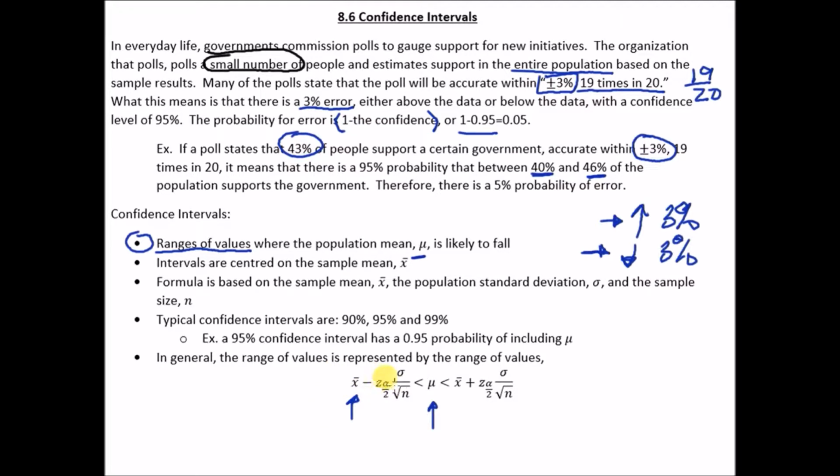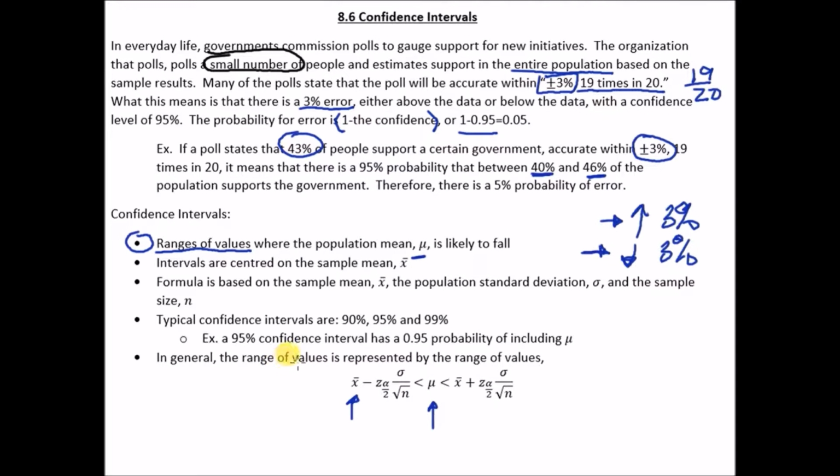We take the sample mean and subtract, say, the 3%, and then we take the sample mean and add the 3%, and we base our population mean mu on those two intervals. The formula is based on the sample mean x bar, the population standard deviation sigma, and the sample size n. Typical confidence levels we're going to see in these questions are 90%, 95%, and 99%. Those are the most common.